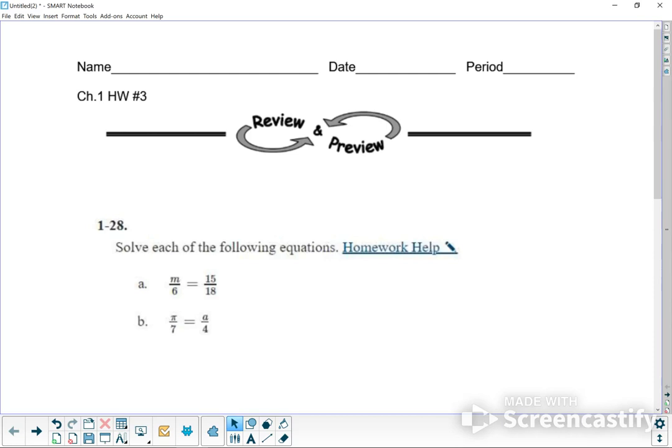All right, everyone, let's go ahead and do this one. This is homework number 3 for chapter 1. Solve each of the following equations.